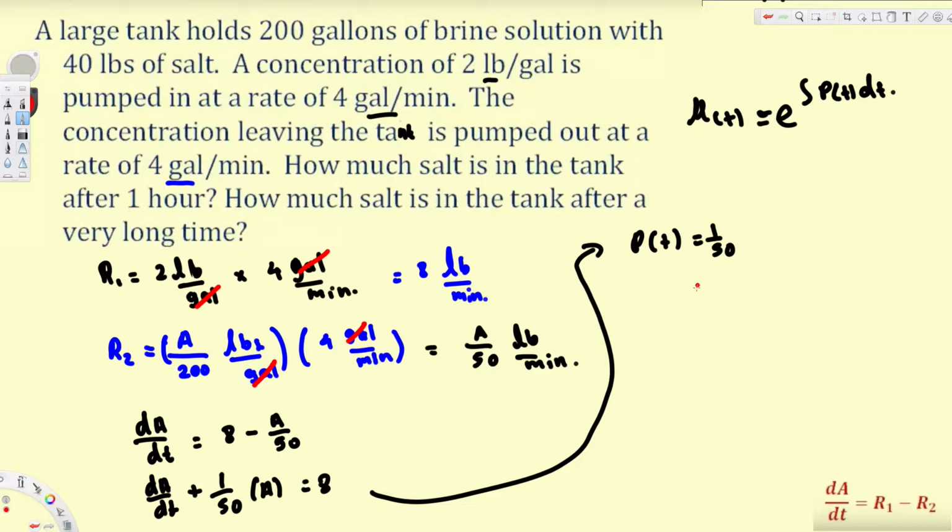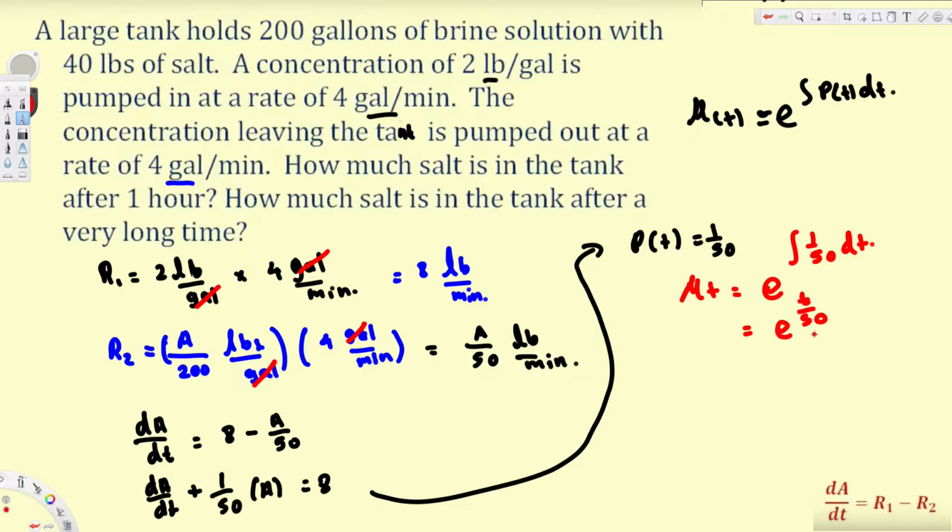Now let's go ahead and plug in these values. So mu of t is going to give us e power integration of 1 over 50 dt. Since 1 over 50 is a constant, it's not going to change. If you integrate dt, that's going to become t. So the integrating factor is going to be e power t over 50.